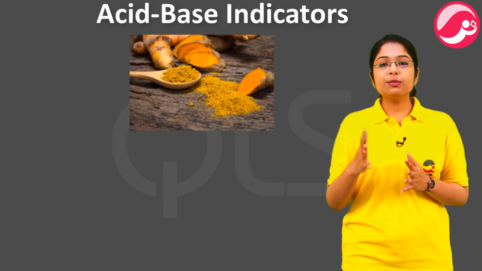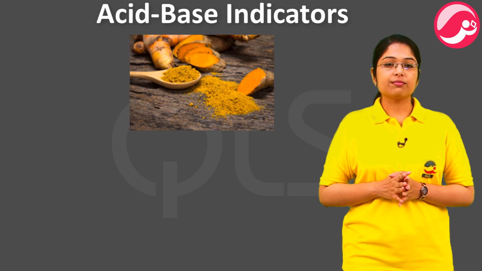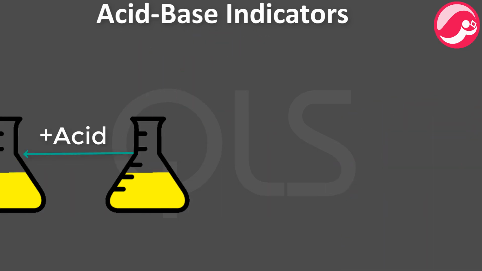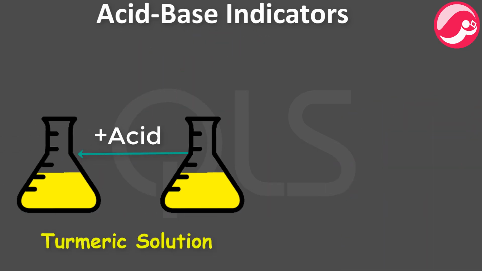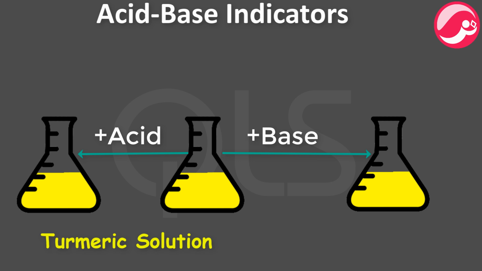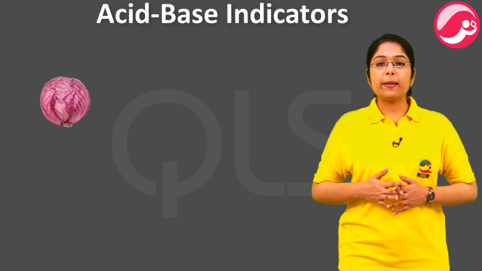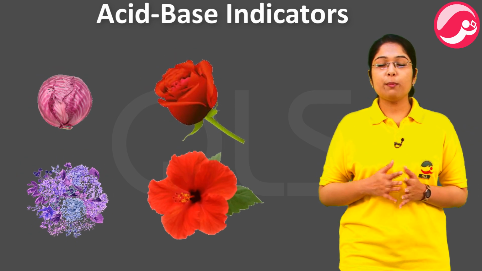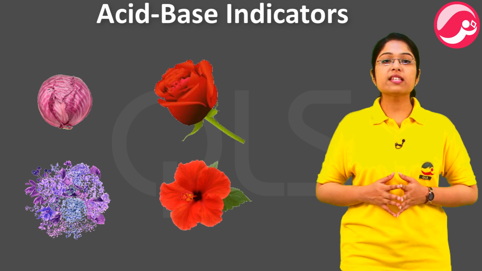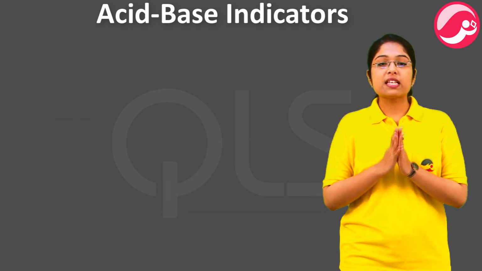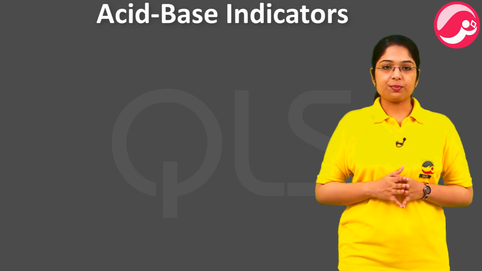Turmeric. Turmeric is also a natural indicator. It changes its color only in presence of a base. Turmeric acidic and neutral conditions में yellow रहता है, but in basic condition it turns into rustic red color. Similarly, red cabbage, petals of China rose, hydrangea, petunia, etc. can also be used as indicators. But litmus is the most widely accepted standard natural indicator.